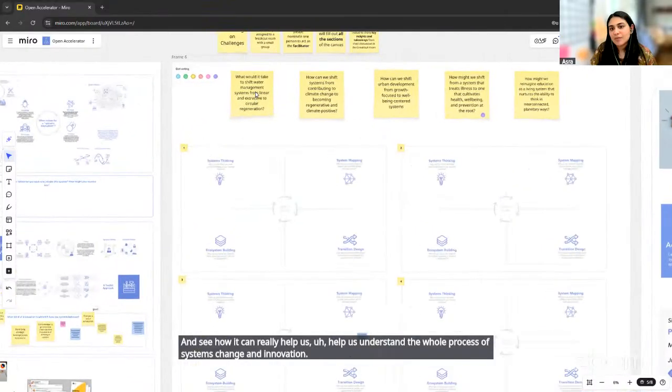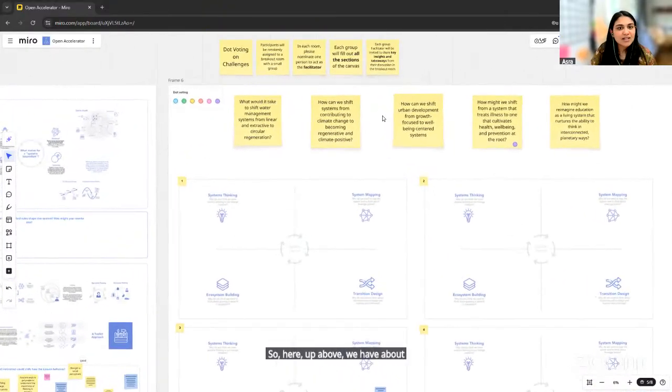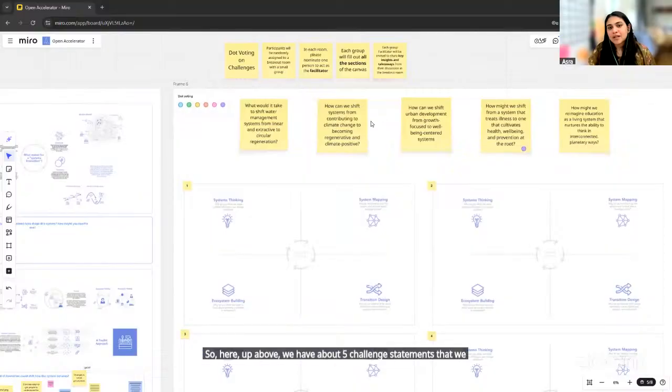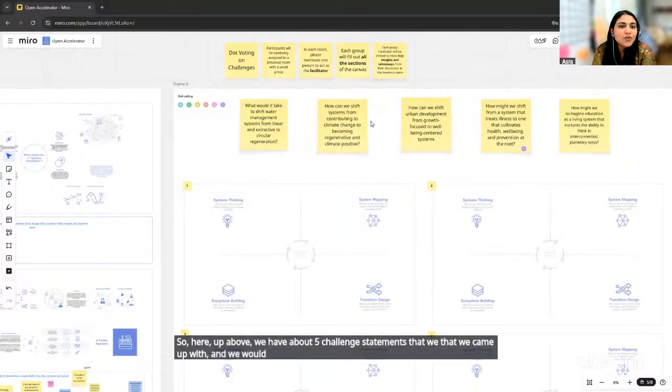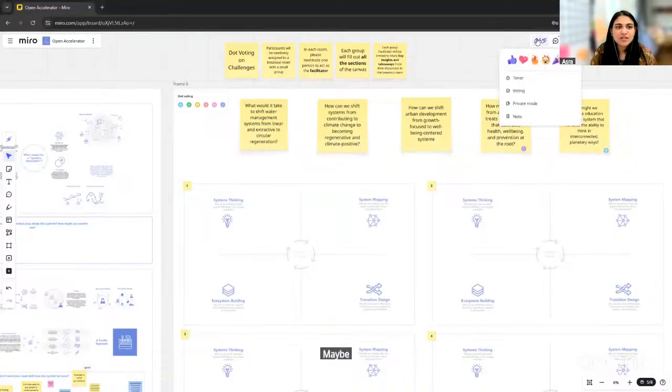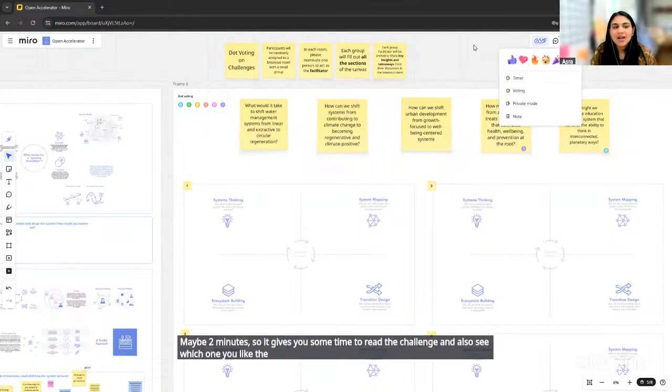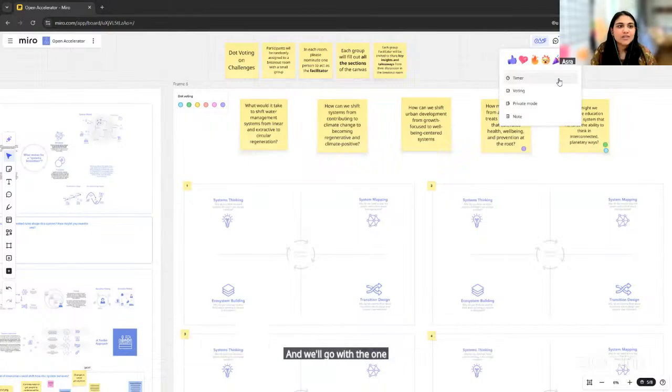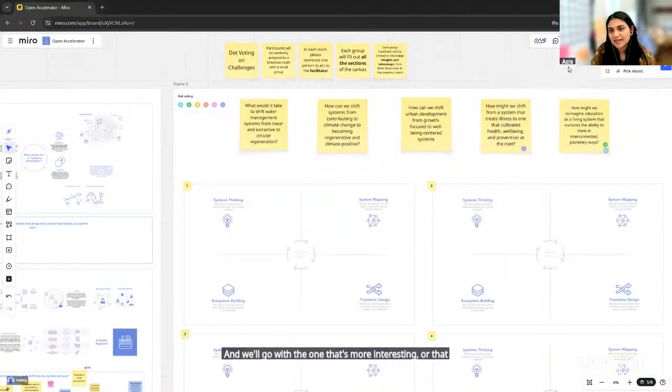So here up above, we have about 5 challenge statements that we came up with, and we would like you to vote on it. So we can pick one and move forward for the next 6 sessions. I will run the timer for about maybe 2 minutes, so it gives you some time to read the challenge and also see which one you like the most. And we'll go with the one that's more interesting, or that's the most voted one there.